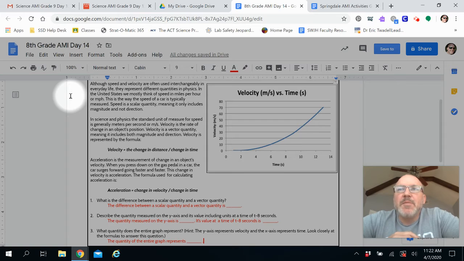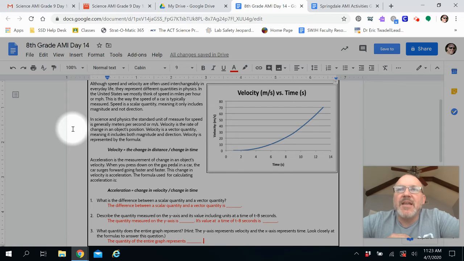It says, although speed and velocity are often used interchangeably in everyday life, they represent different quantities in physics. In the United States, we mostly think of speed in miles per hour, or mph. This is the way the speed of a car is typically measured. Speed is a scalar quantity, meaning it only includes magnitude and not direction. In science and physics, the standard unit of measure for speed is generally meters per second, or m/s.